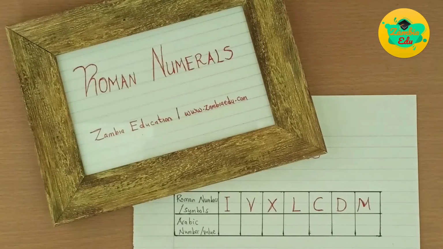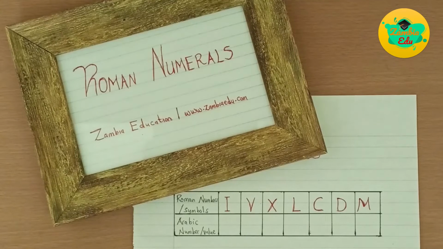We still see Roman numerals, or rather Roman numbers, in some clocks, in some watches, and we also see the Roman number system being used in books for numbering. Particular capital letters are used as Roman symbols.